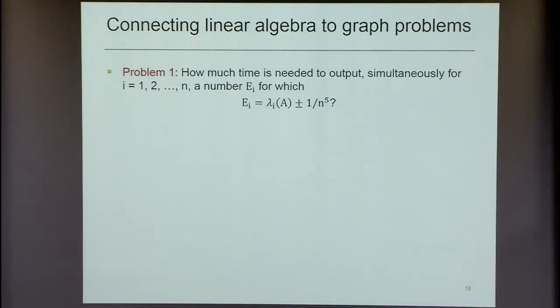A is a symmetric n by n matrix. Were there constraints on the input? Let's say it's a binary matrix. Yeah, so zeros and ones.